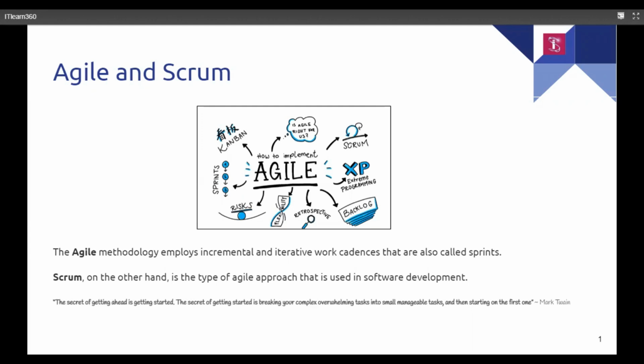In the next video, I am going to talk about the differences between Agile and Waterfall, so that you will be able to relate more to how Agile is really different from the Waterfall methodology, and you will be able to understand more.